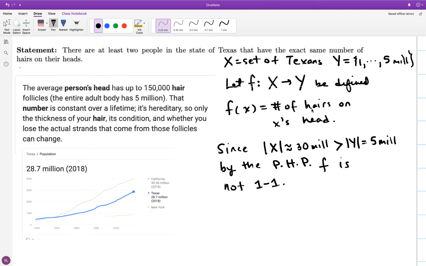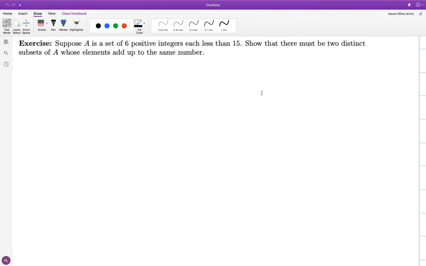So what does that mean? There are two different elements of the domain that get mapped to the same range element. So there are two different Texans with the same number of hairs on their heads. There you go.